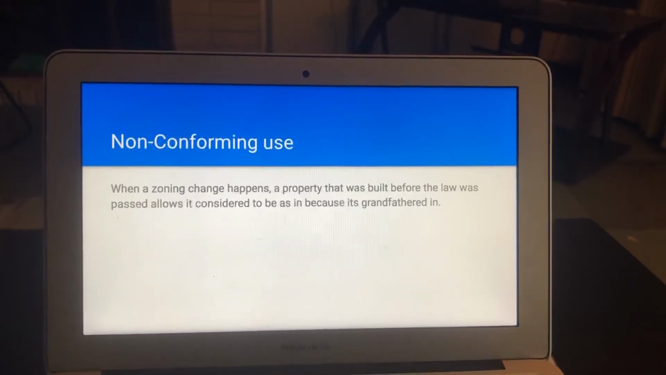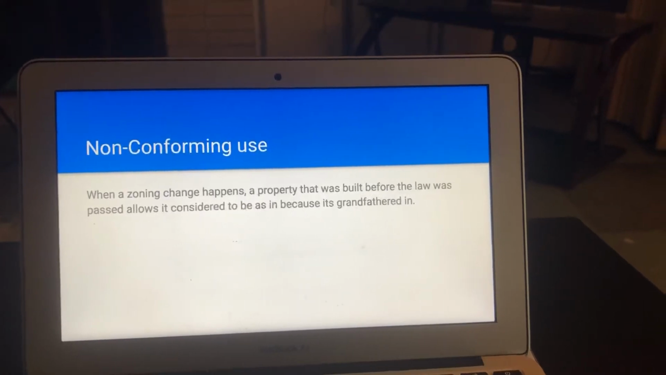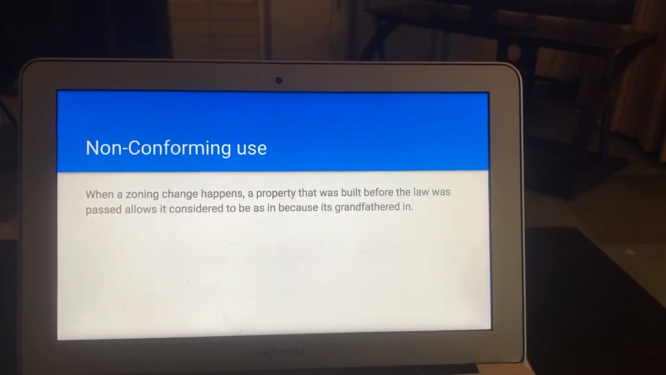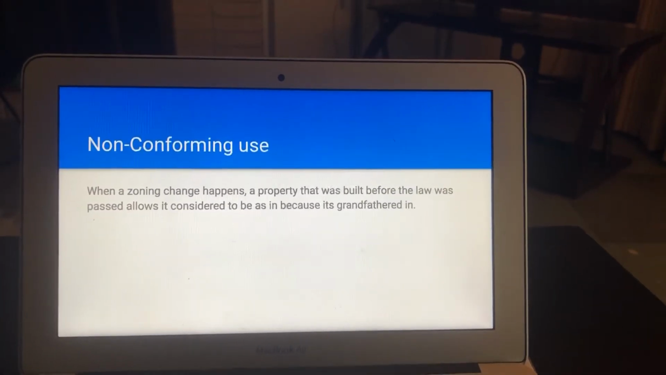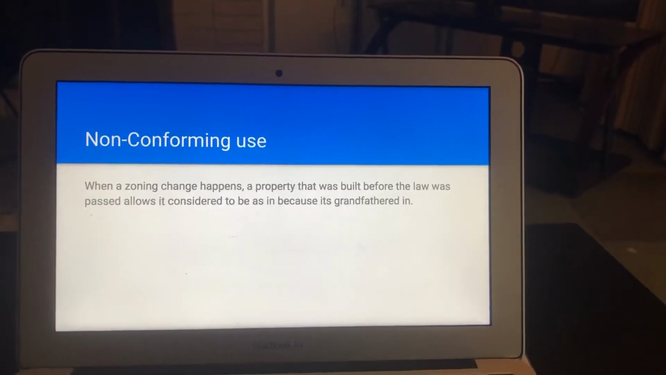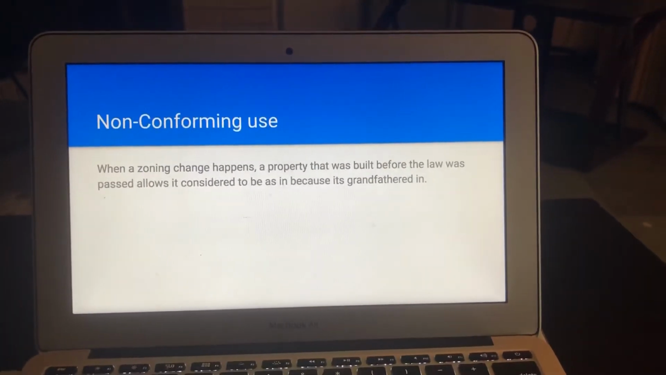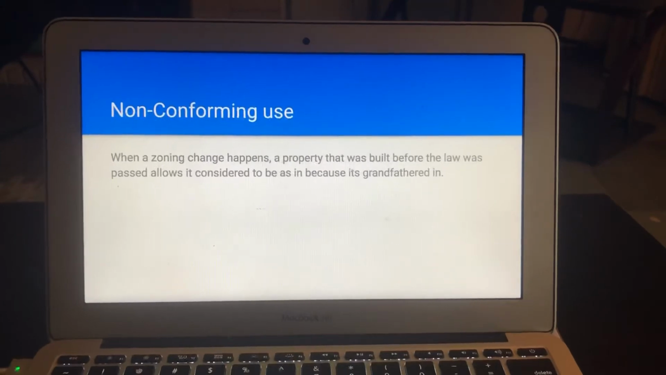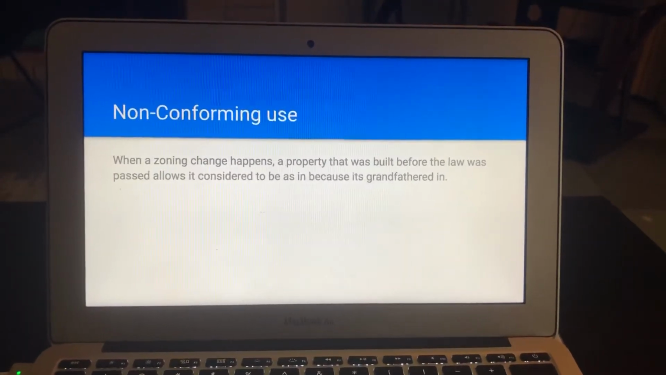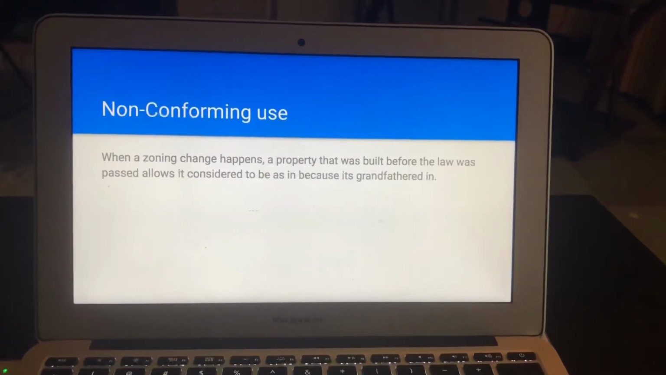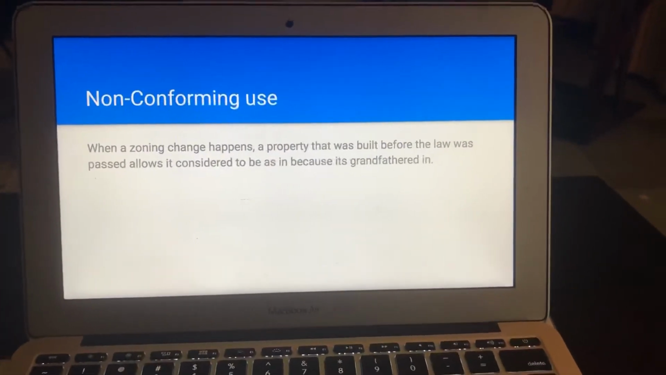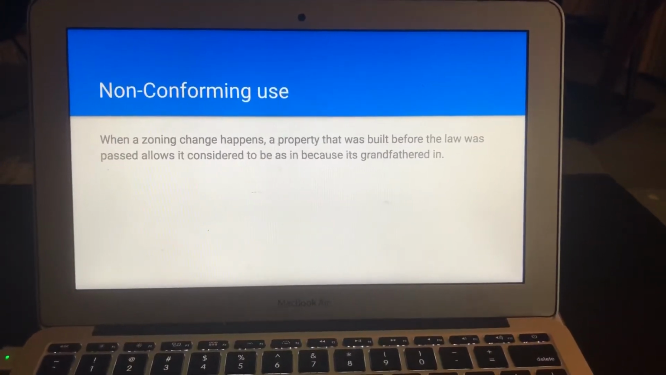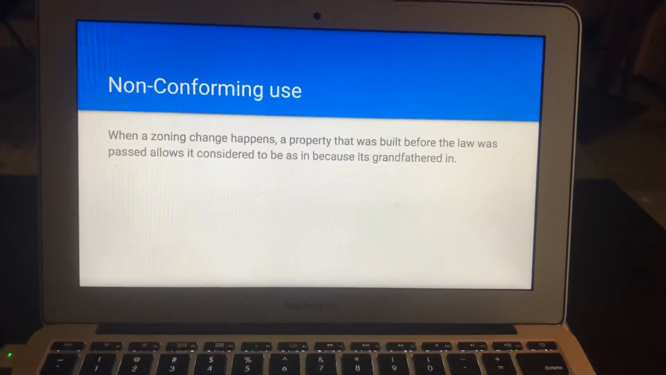So we have non-conforming use. That's when a zoning change happened. A property that was built before the laws were passed is allowed to pretty much stay as is, and that means that it's grandfathered in. So let's say I have a barbecue place, smoke shop, and then they pass a law that says that properties could only produce so much smoke. If my shop was there before they passed the law, more than likely I would be grandfathered in and I would have a non-conforming use.